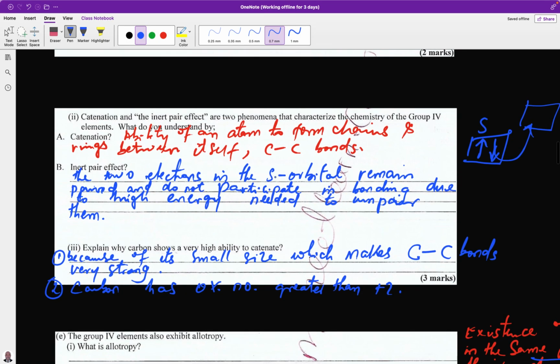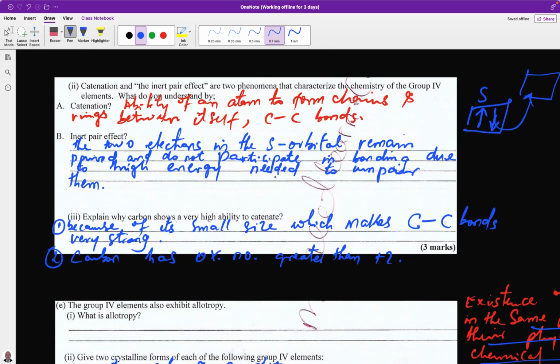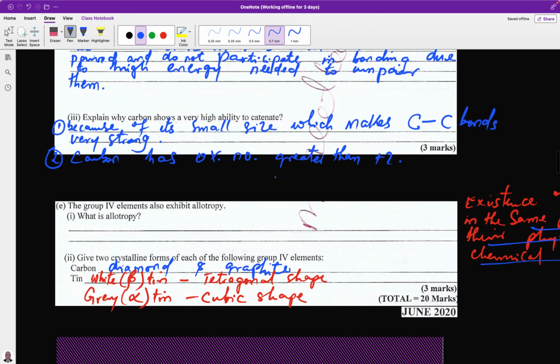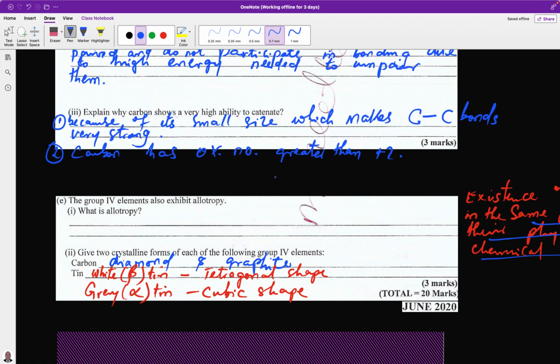Explain why carbon shows a very high ability to catenate. Of course, ability to catenate has to do with the strength of the bond. So I said the ability of carbon to catenate lies in the fact that it has a very small size, which makes the carbon-carbon bond very strong. You can then add again to say carbon has an oxidation number which is greater than 2. And I went further to say the group 4 elements, they exhibit allotropy.